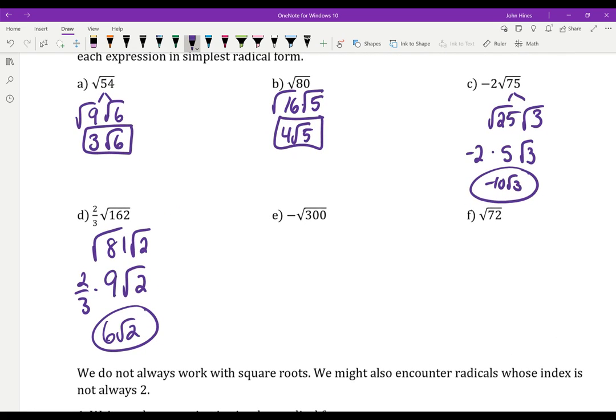This is a real number. I know there's a negative, but it's only imaginary, there's only i's, when the negative is inside the square root. This time it's outside the square root, so it's all good. It's just going to hang outside. I'm thinking 10 radical 3. So negative 10 radical 3.